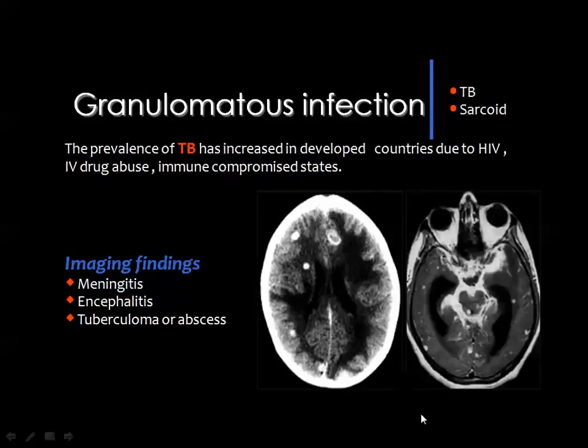Then we come to the granulomatous infection, and this is seen in the pediatric age group. On top of these granulomatous infections is TB, and TB may result in meningitis or encephalitis, or result in the formation of tuberculomas or abscesses.